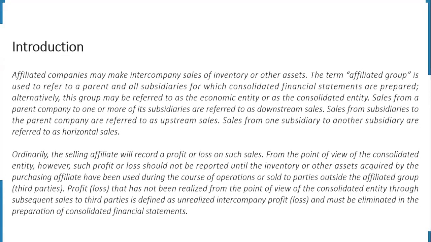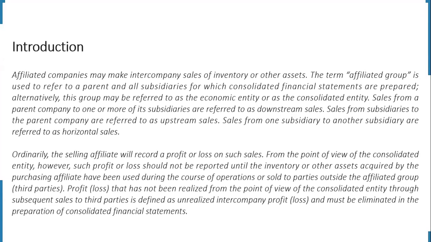Introduction. Affiliated companies may make intercompany sales of inventory or other assets. The term affiliated group is used to refer to a parent and all subsidiaries for which consolidated financial statements are prepared. Alternatively, this group may be referred to as the economic entity or as the consolidated entity.